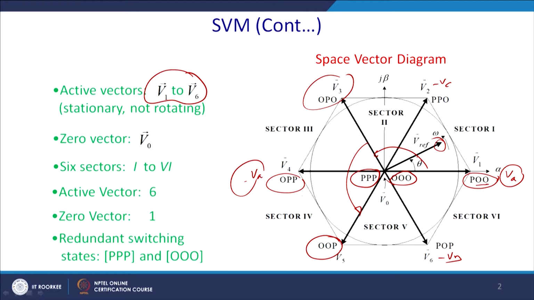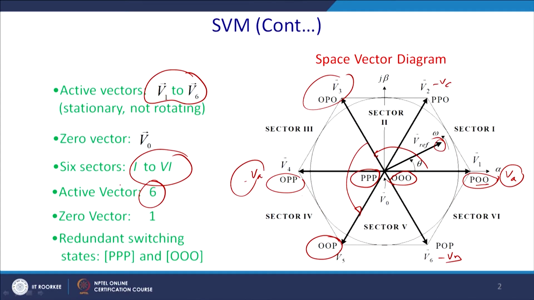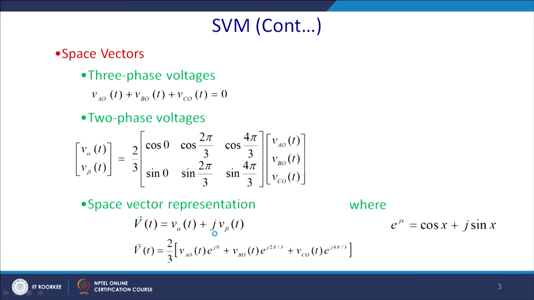So, we have identified 6 sectors. This is sector 1, sector 2, sector 3, sector 4, sector 5, sector 6. So they have 6 active vectors, and thereafter the zero vectors, the redundant switching states, are PPP, where all the upper switches are on, and 000 or OOO, where all the lower switches are on.